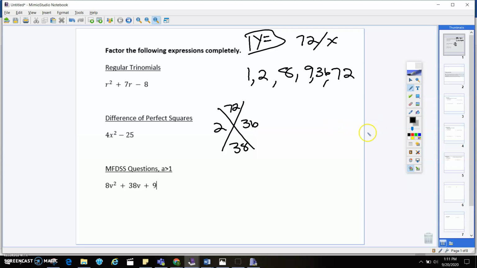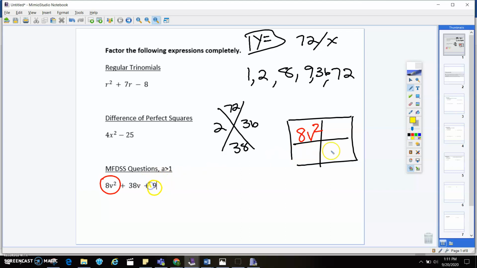Okay? So now we're going to actually use the box, and we're going to put our first term in the first box and our last term in the last box. And those 2 terms I just found, I'm going to put a V onto them, and I'm going to put them inside the box as well. And now's the time that everybody stresses over. We're going to pull out the greatest common factor.